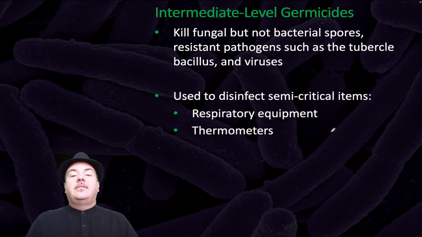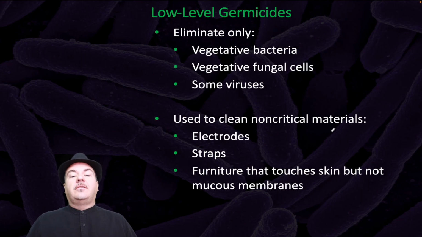Intermediate-level germicides kill fungal but not bacterial spores, and resistant pathogens such as the tubercle bacillus and viruses. They're used to disinfect semi-critical items like respiratory equipment or thermometers. Low-level germicides eliminate only vegetative bacteria and fungal cells and some viruses. They're used to clean non-critical materials such as electrodes, straps, or furniture that touches skin but not mucous membranes.